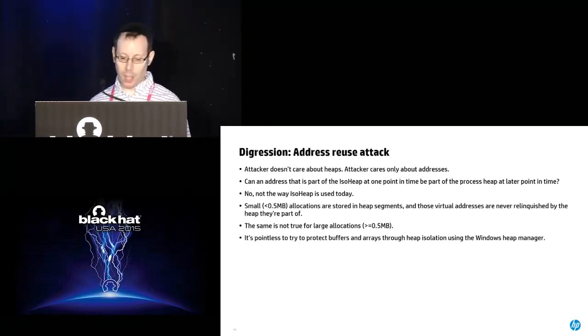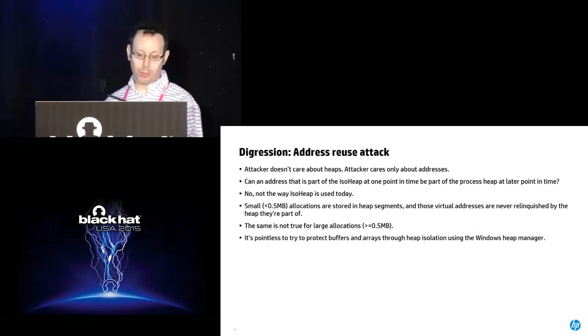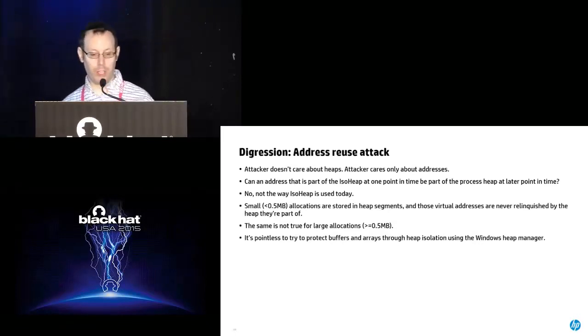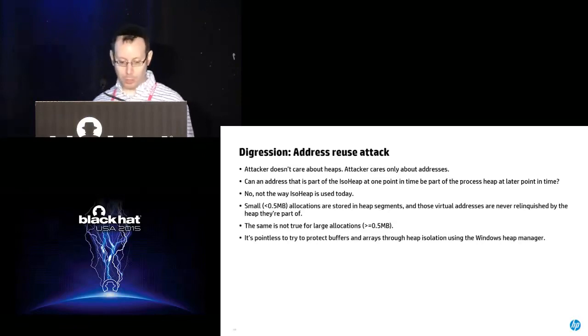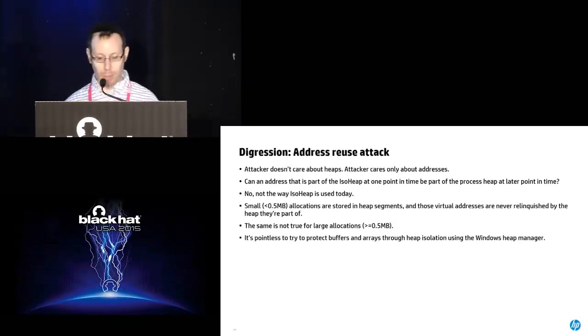But if instead IE tried to protect large buffer allocations by placing them on the ISO heap, then isolation wouldn't be guaranteed. For large allocations, the heap manager doesn't use heap segments. When the heap manager freed the buffer, it would relinquish control over the actual virtual addresses involved, and later on those virtual addresses could become part of a different heap, breaking the isolation. What this means for us is that it's pointless to try to protect buffers and arrays by placing them on an isolated heap. That isolation could easily be broken by an address reuse attack.